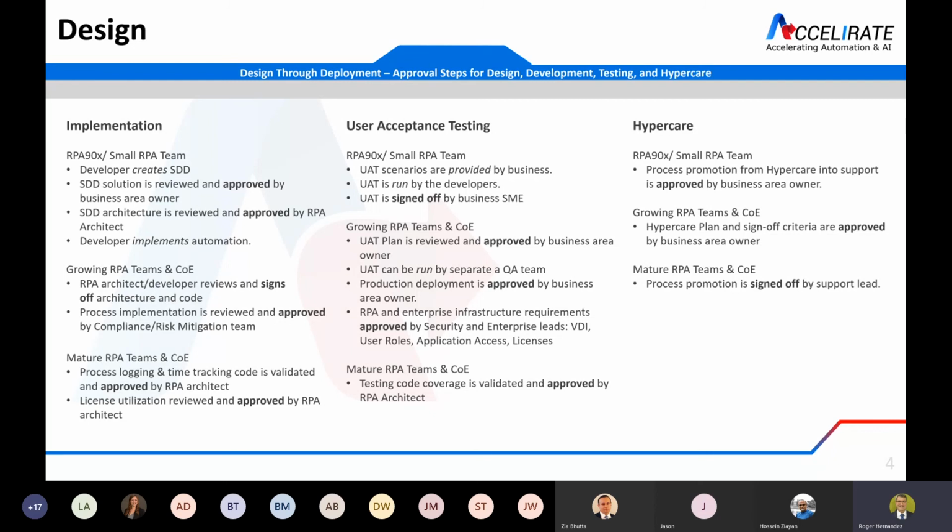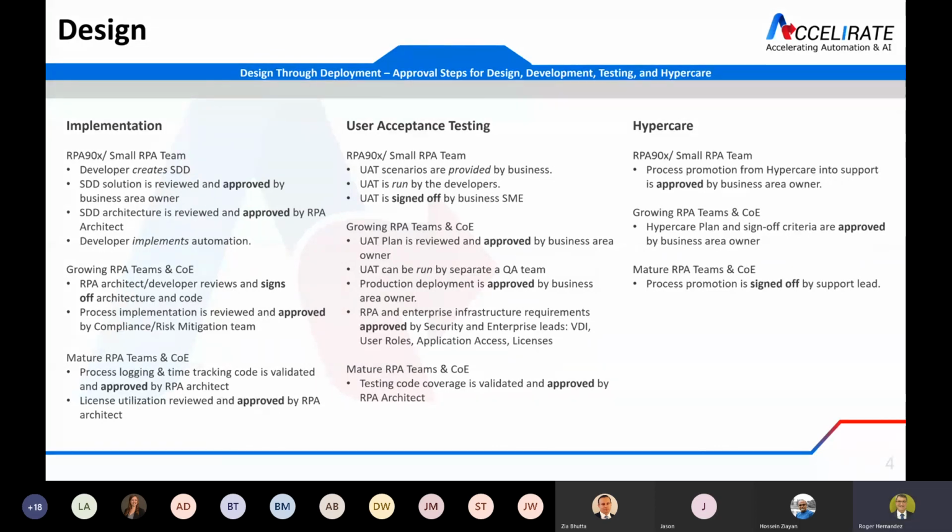Once a process is in production, typically there's a period where the development team keeps monitoring and supporting the bot, maybe alongside support, and that's called hypercare. In this phase, the process promotion from hypercare into support is your first approval checkpoint, where the business area owner accepts that the hypercare period has finished and succeeded, and it's moving into long-term support.